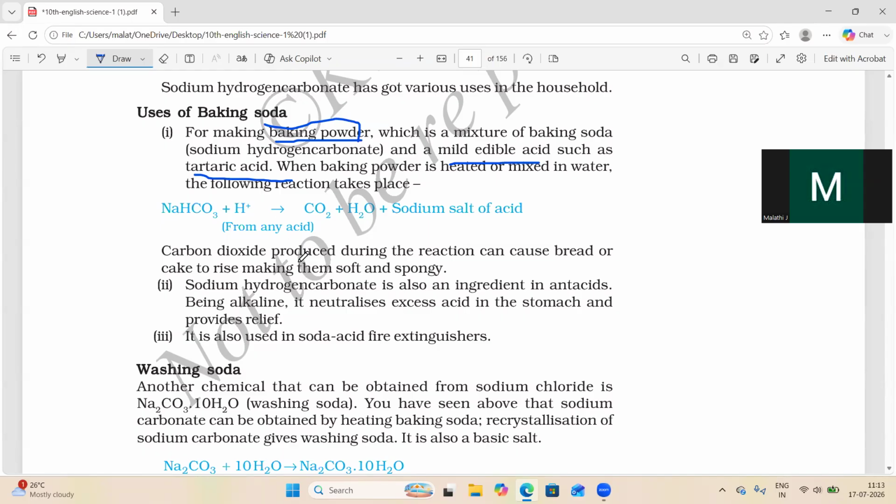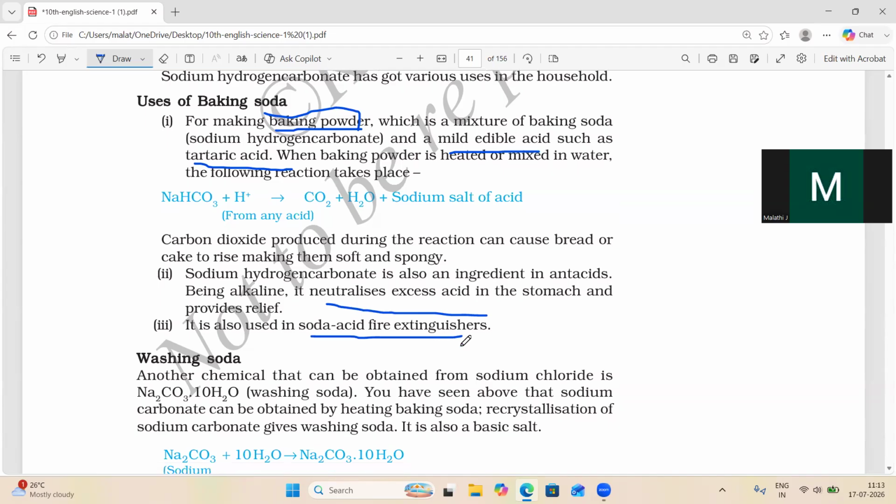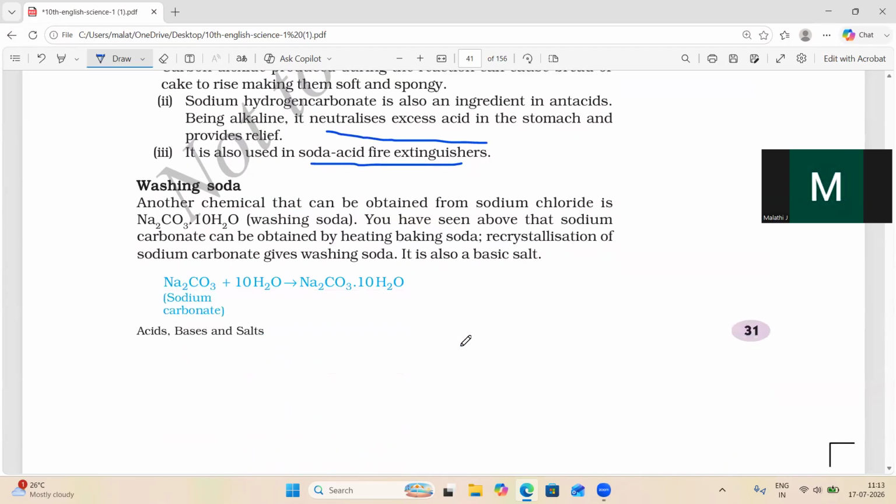Sodium hydrogen carbonate, that is baking soda, is also an ingredient of antacids. It is used to neutralize excess acid in the stomach, and also in soda acid fire extinguishers. These are the uses of baking soda.